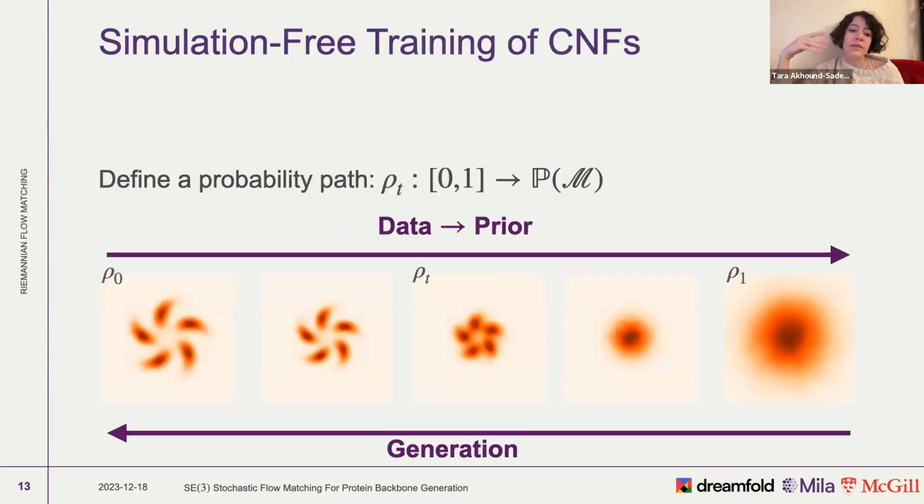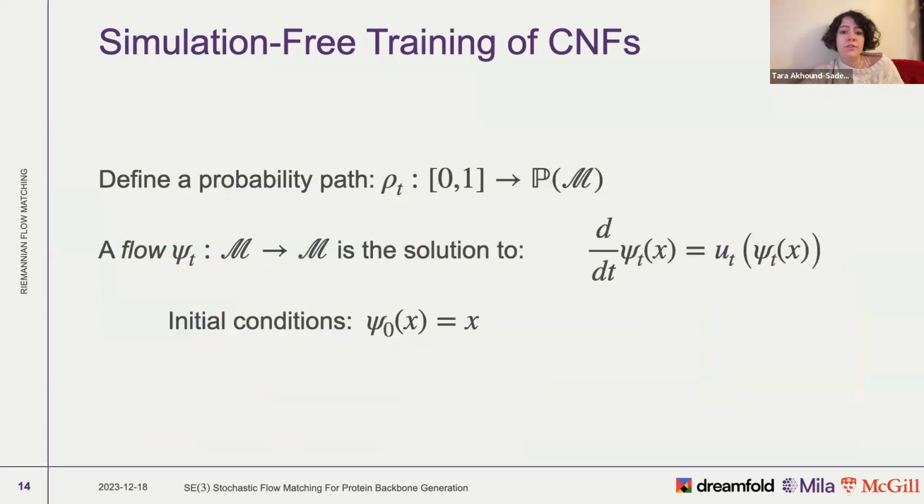Now, the question is, how can we make this training of CNFs simulation-free? The idea is that you want to define this time-dependent probability path that is transforming your data to your prior distribution. And to generate data, you want to follow it backwards from the prior to the data. And how can we do this? We define a time-dependent diffeomorphic map called the flow, which is a solution to this ODE here.